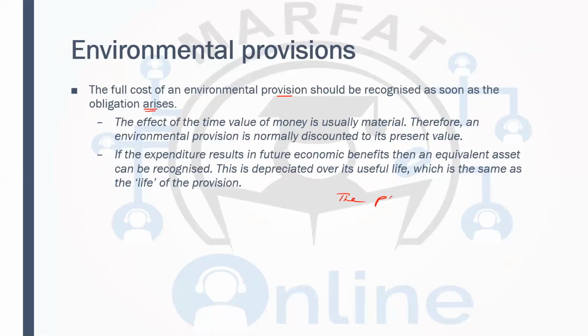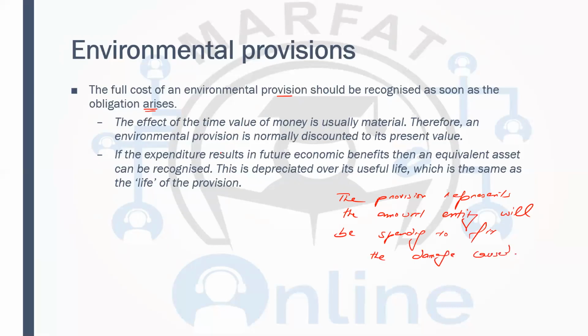The provision represents the amount the entity will be spending to fix the damage caused. So the effect of the time value of money is usually material, therefore environmental provision is discounted. Like for example, if you have to fix it after 3 years, now the estimated value should be discounted.